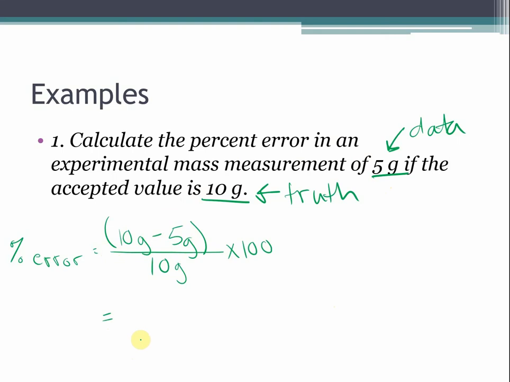Breaking this down just a little bit, always safer to do it in steps. If you have even the smallest question about your processing skills into the calculator, go ahead and just do it in stages. We have 10 minus 5 is 5 grams over 10 grams times 100 gives us 0.5 times 100. Notice that the grams here cancel out, units go away, giving us a percent error of 50%.